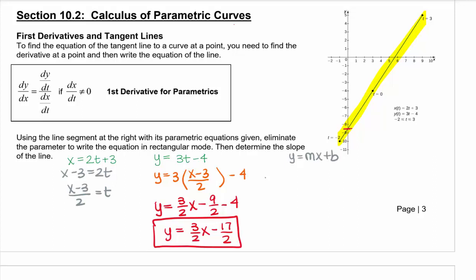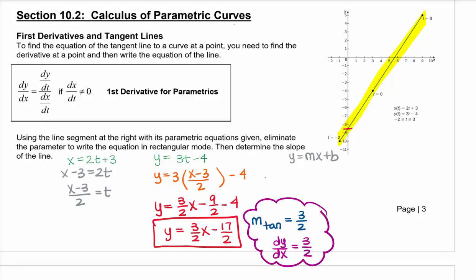So if this was the equation of my tangent line, then the slope of the tangent line would be the slope of this line, which is 3 halves. The other way that we wrote this was: if the slope of the tangent line is 3 halves, then dy/dx, or change in y over change in x, was 3 halves. With keeping these two things in mind, now let's look back over here at our parametric mode.